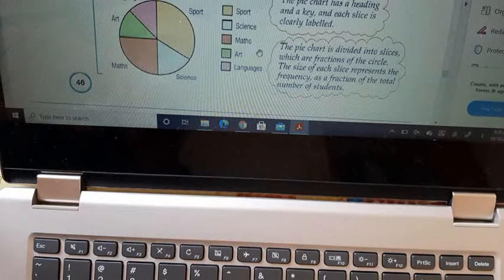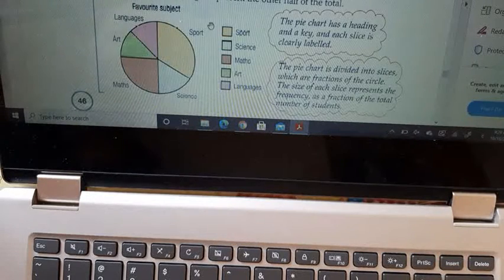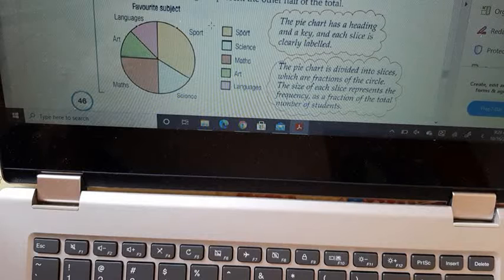Okay. This is all for a pie chart. So to recap, we studied how to display our data that we have already collected. We used the pictogram, we used the bar graph. Now today we used the pie chart. So you can use one of them to represent data according to the type of data and the audience that you want to display your data to.